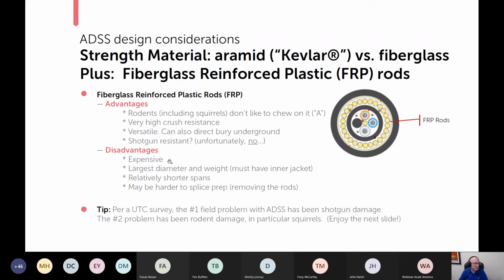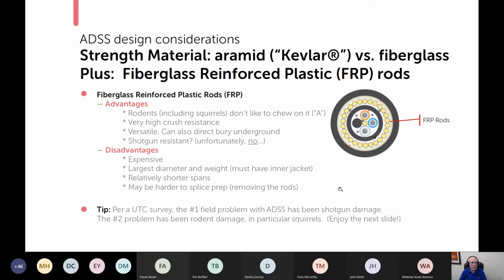Disadvantages of this approach is it's expensive. You're driving up your cable diameter because of the geometry of these rods, and you have to have an inner jacket when you're working with the FRP rods. You're limiting your spans. You can still get pretty good spans, like 1,000 feet should be no problem. But you're increasing diameter and weight considerably. And then you got to cut off all of these during splice prep. And so that's going to make splice prep a little harder.